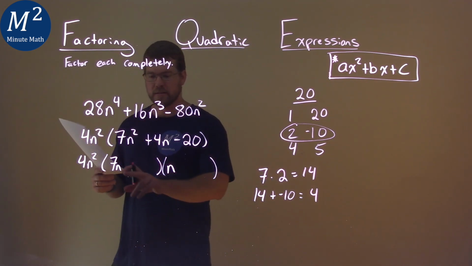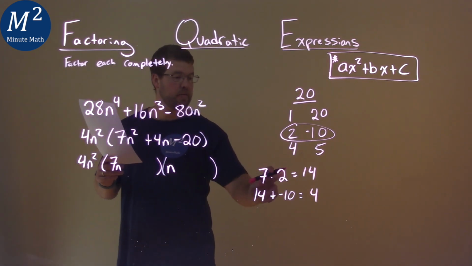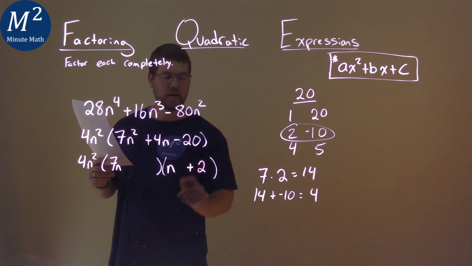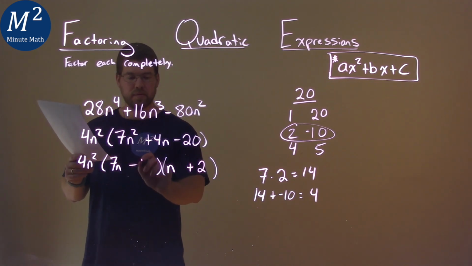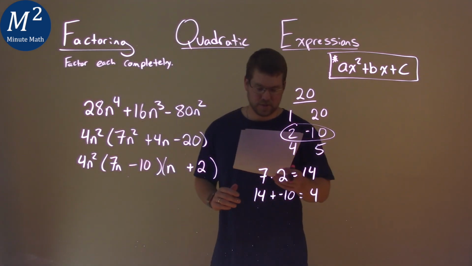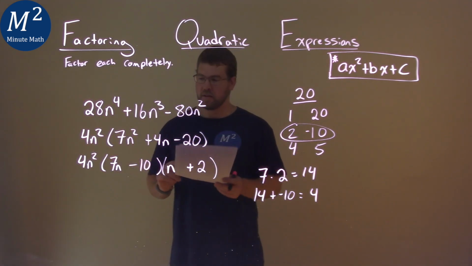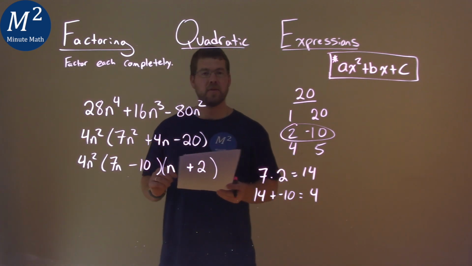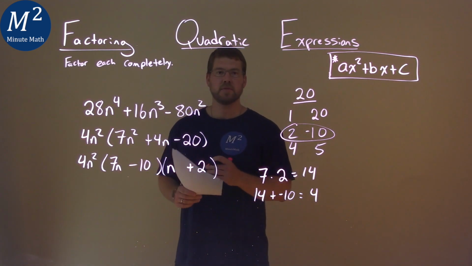So let's make sure now 7n we said was going to be multiplied by the positive 2. So we put a plus 2 on this side. And then we have a minus 10 here. Goes there. And so now we have it actually in completely factored form. 4n squared times 7n minus 10 times n plus 2.